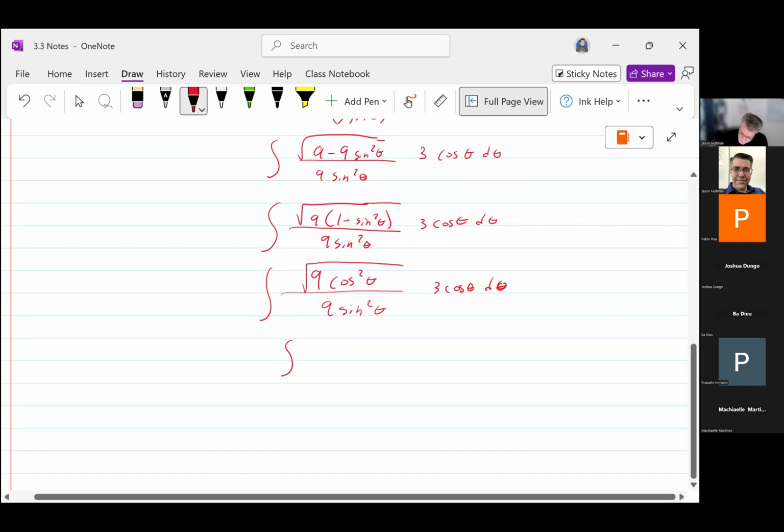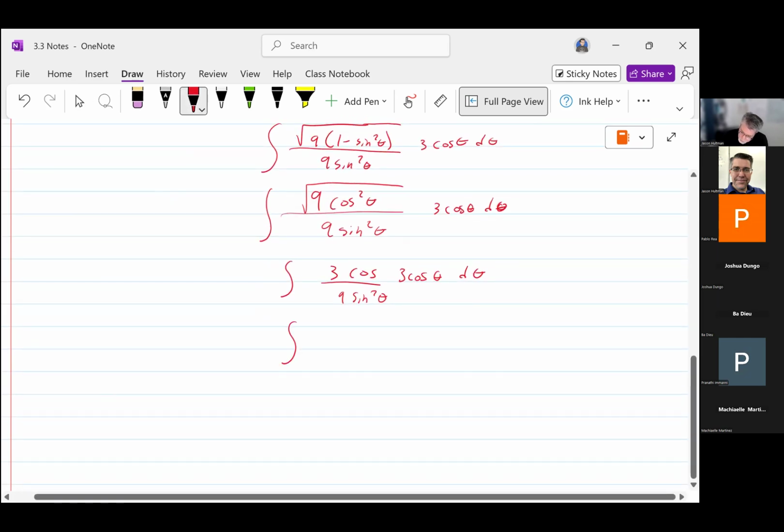So this is the integral of 3 cosine over 9 sine squared theta times 3 cosine theta d theta. Let's keep on going. This is going to be 9 cosine squared theta over 9 sine squared theta d theta. And the 9s are going to drop out. And I get cosine squared over sine squared, which is cotangent squared theta d theta.